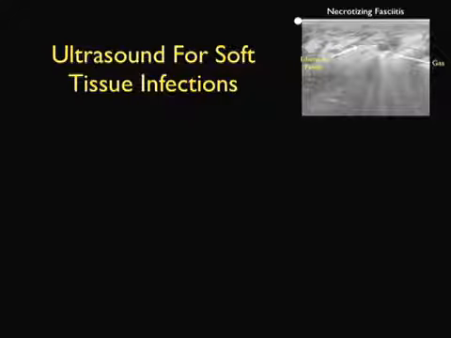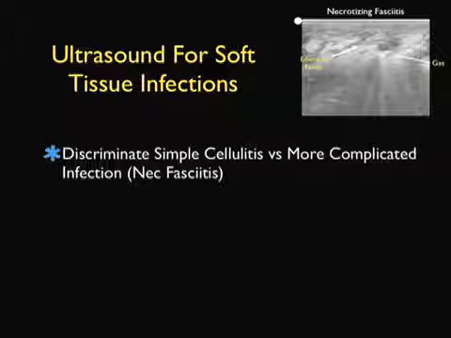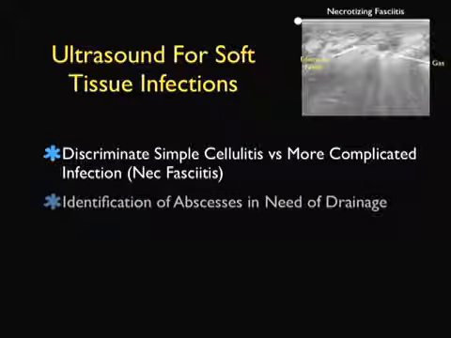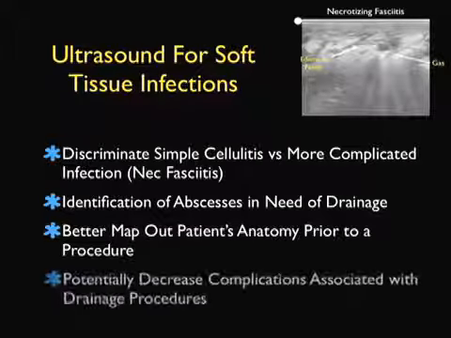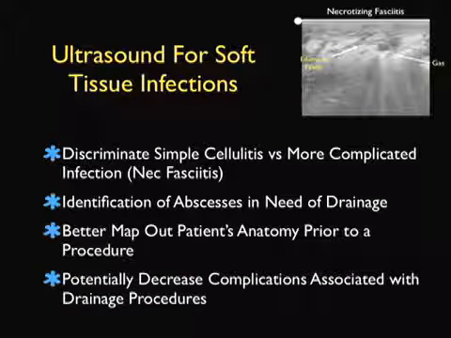In conclusion, thanks for tuning in for the Soundbites module covering ultrasound for the diagnosis of soft tissue infections. I hope I've been able to score the points that ultrasound can be very helpful in discriminating a simple cellulitis versus more complicated infections such as necrotizing fasciitis, as well as identification of abscesses in need of a drainage procedure. Ultrasound can allow us to better map out a patient's anatomy prior to an invasive procedure and can potentially decrease the complication rate associated with I&D procedures in the emergency department.